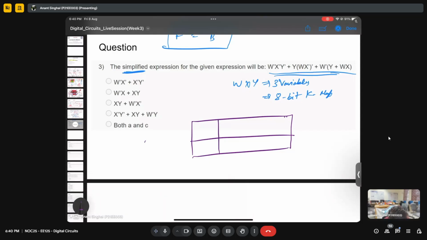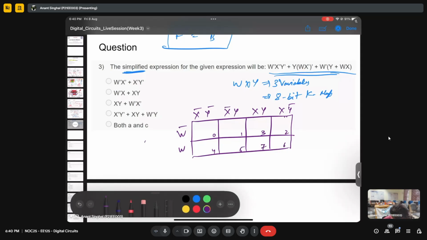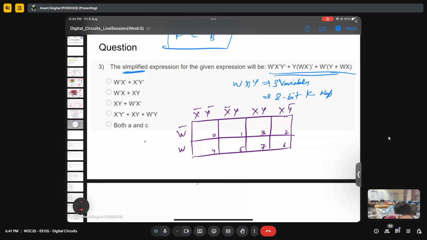So let's check that. Here the three variables are W, X and Y. I'll write W bar, W, X bar Y bar, X bar Y, X Y, X Y bar. Again it's 0, 1, 2, 3, 4, 5, 6, 7. Let's mark those once again. The first term is W complement, X complement, Y complement. So W complement is this row and X complement, Y complement is this. The common term is this.